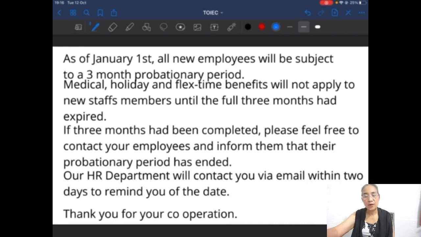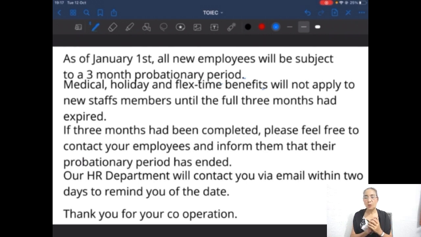As of January 1st, all new employees will be subject to a 3-month probationary period. Medical, holiday and flex time benefits will not apply to new staff members until the full 3 months have expired. If 3 months have been completed, please feel free to contact your employees and inform them that their probationary period has ended. Our HR department will contact you via email within 2 days to remind you of the date. Thank you for your cooperation.